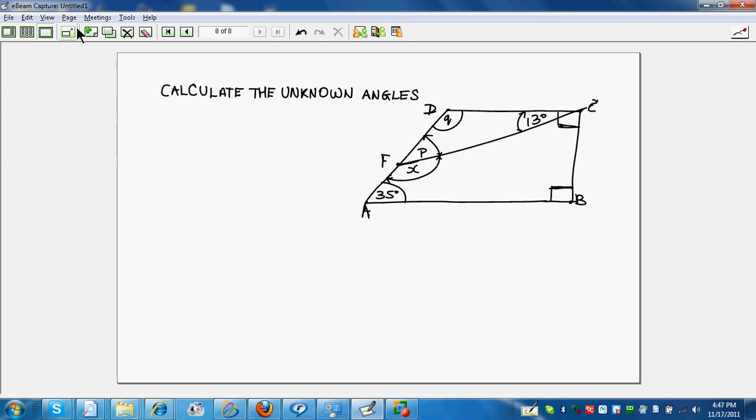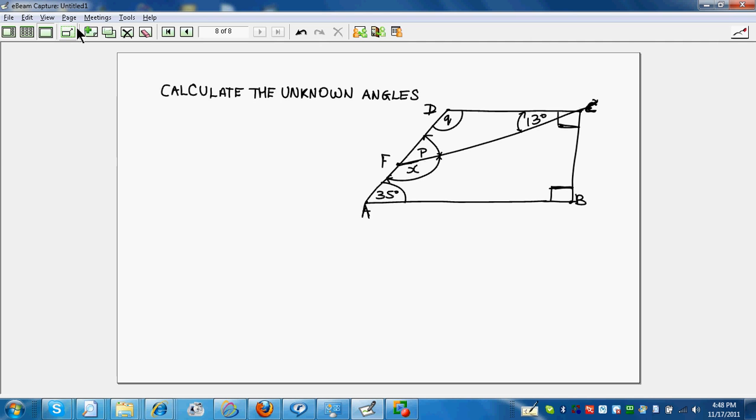We ask ourselves, out of angle X, P, and Q, are any of them easier to find than the other one? Can we find any one easier than the other one? And the answer is not really. You can't really see an easy way to find any one of them.